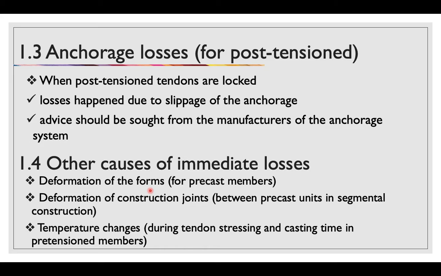So if we have any deformation on that, therefore this will cause immediate losses to our structure. Then we have deformation of construction joints, which is between precast units in segmental construction. For example, if we are considering a bridge segment, we are having continuous segments that are arranged together. So therefore we are going to have these construction joints. At these construction joints, it is prone to these immediate losses.